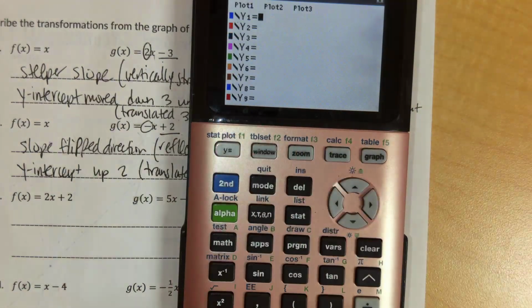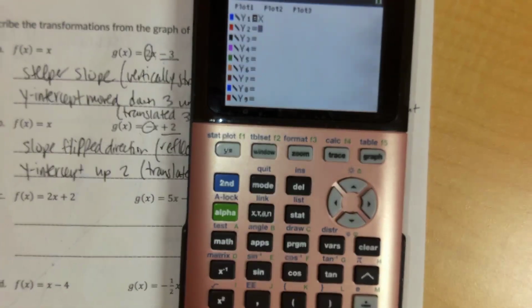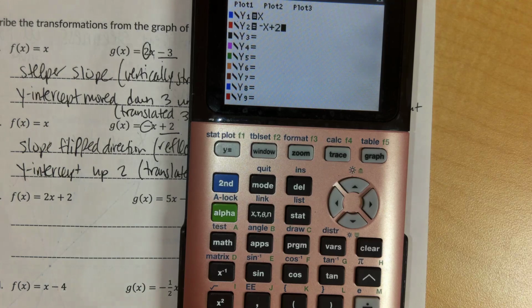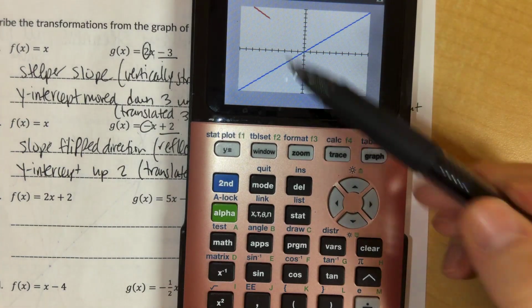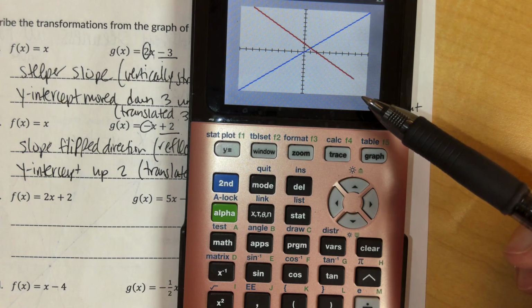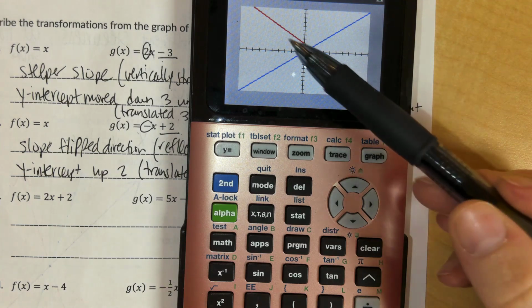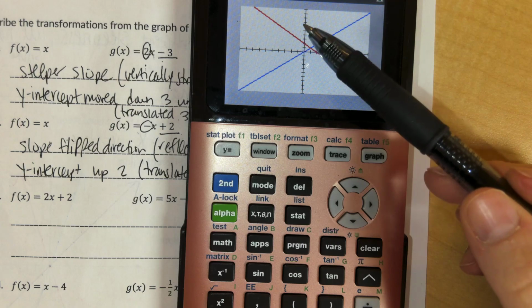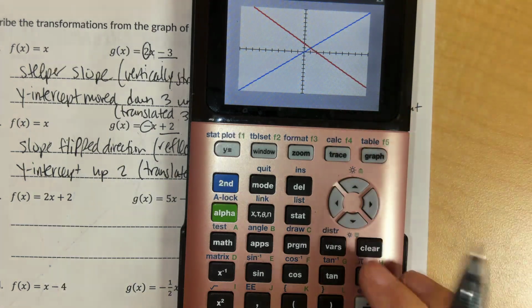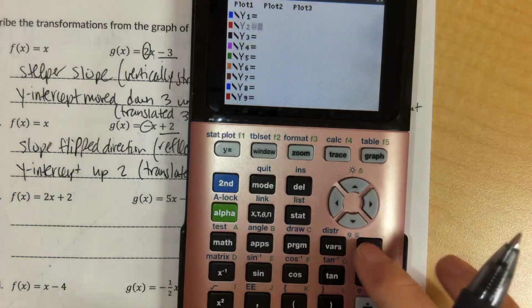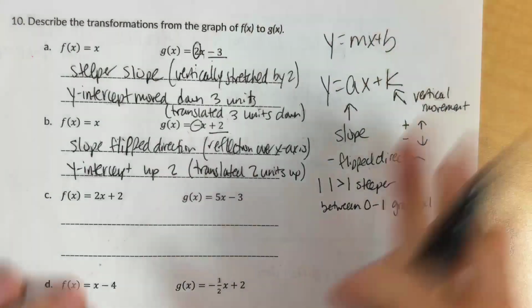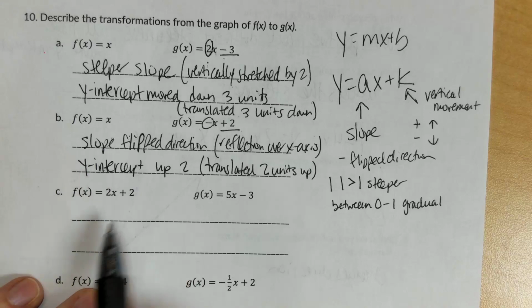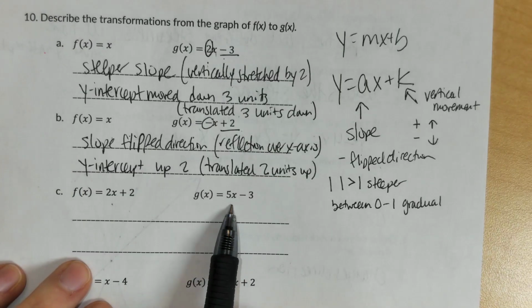And again, we can check ourselves using our calculator. So I'm going to do y equals x for the first one, and y equals negative x plus 2 for the second one. And if I graph them, there's my first one, and here comes my second one. Same slope steepness, but it's flipped in the opposite direction, and we've moved it up 2 units from the origin. Okay, so nothing too crazy there. All right, now let's look at this one. Going from 2x plus 2 to 5x minus 3.